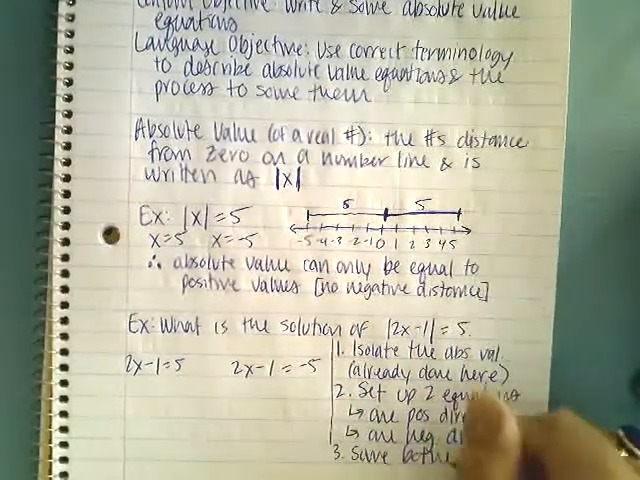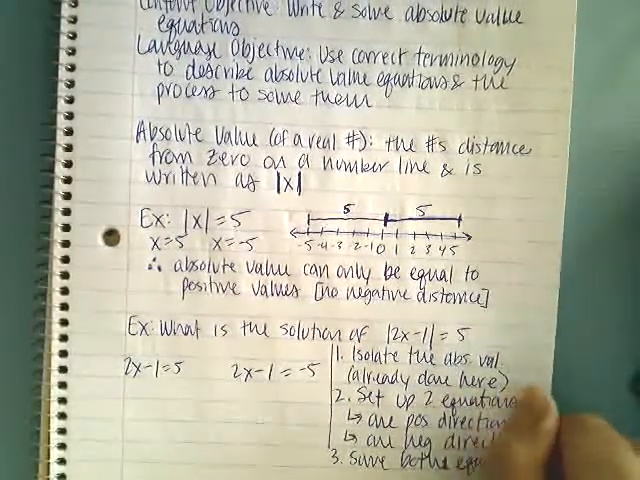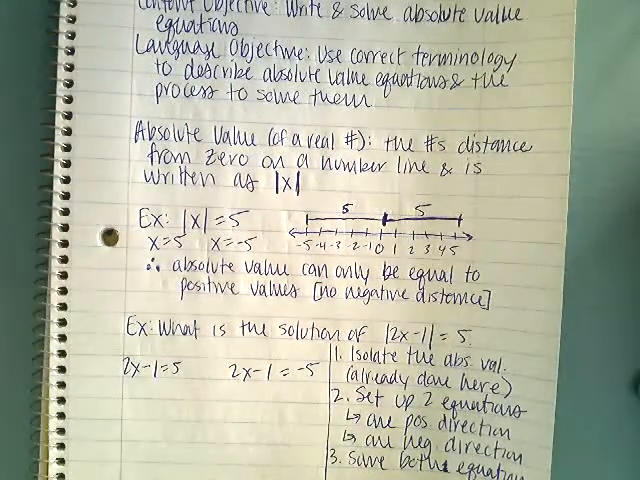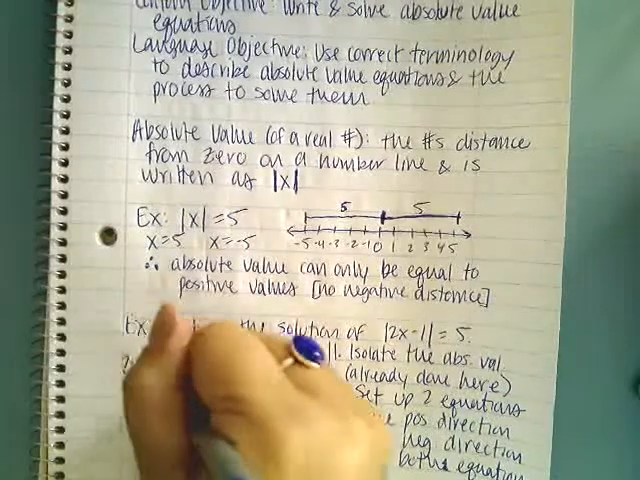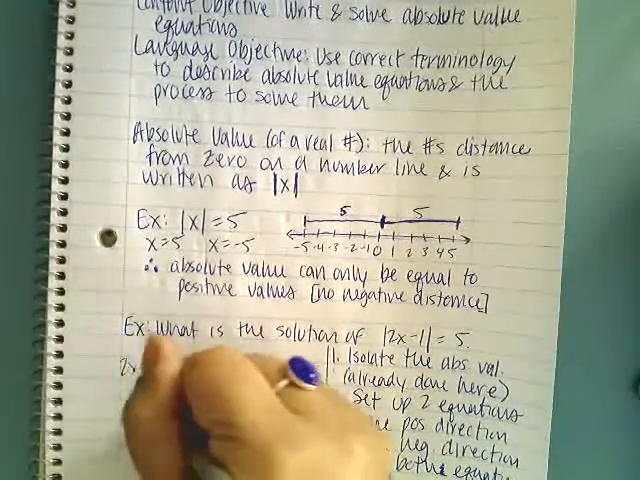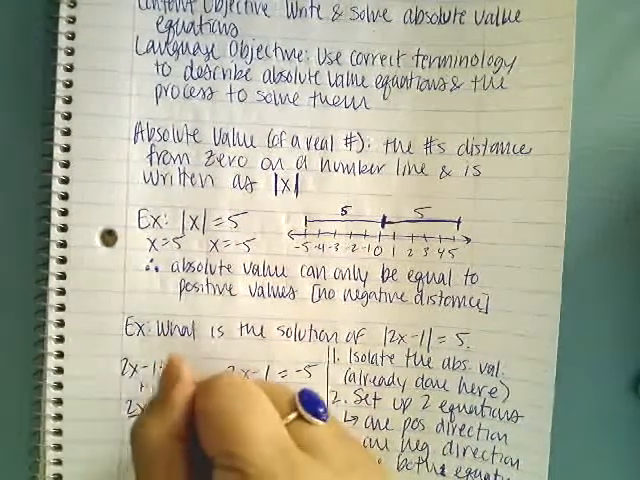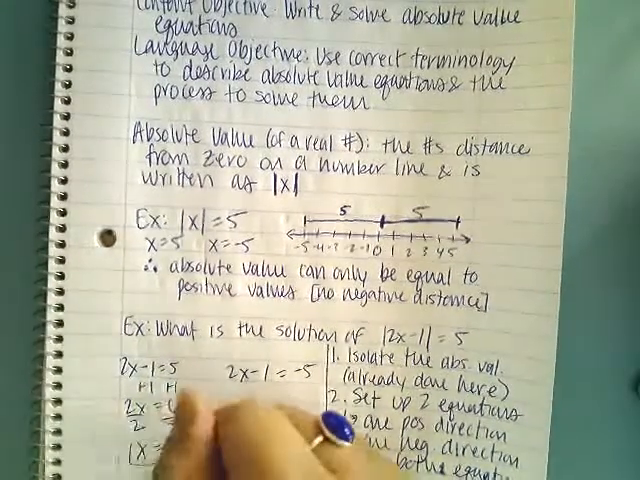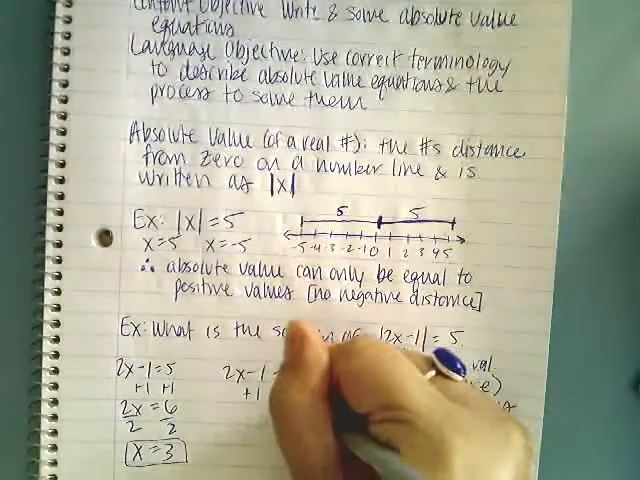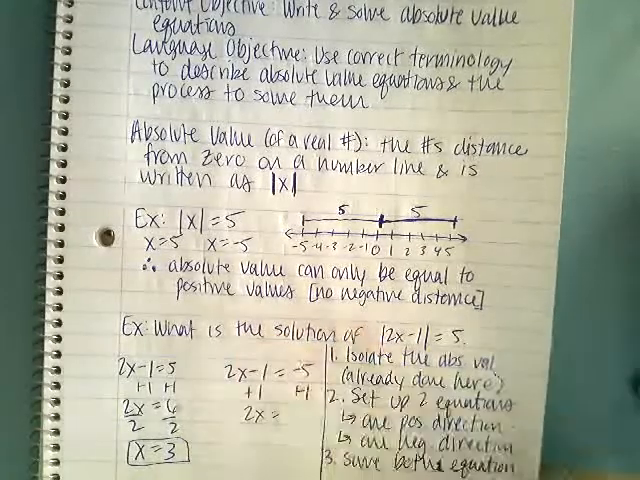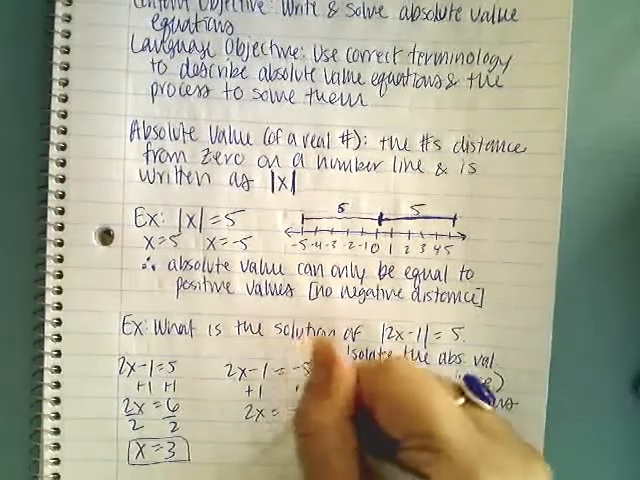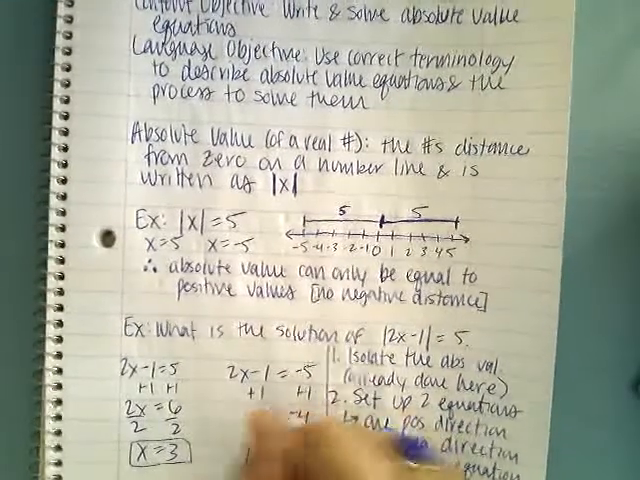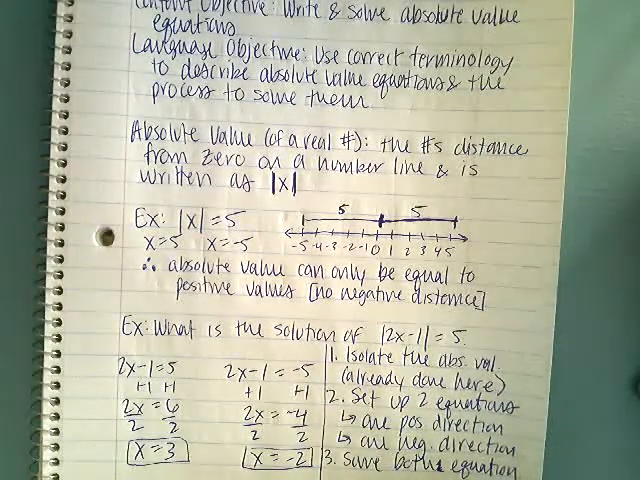So this is not very different from just solving normal equations. The only added steps are isolating the absolute value and setting up two equations. So I'm going to add 1 to both sides. I get 2x equals 6. Divide both sides by 2, and I get x equals 3. So there is one solution there. Same steps here, but since it starts as a -5, -5 plus 1 is actually -4. And when I divide that out, I get x equals -2. So these are my two solutions.